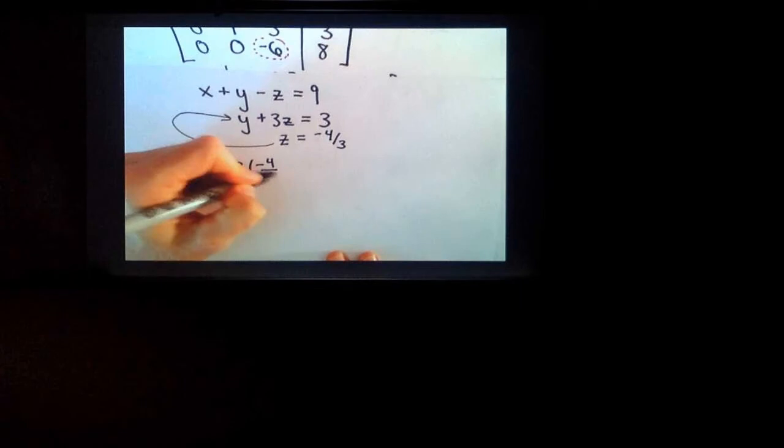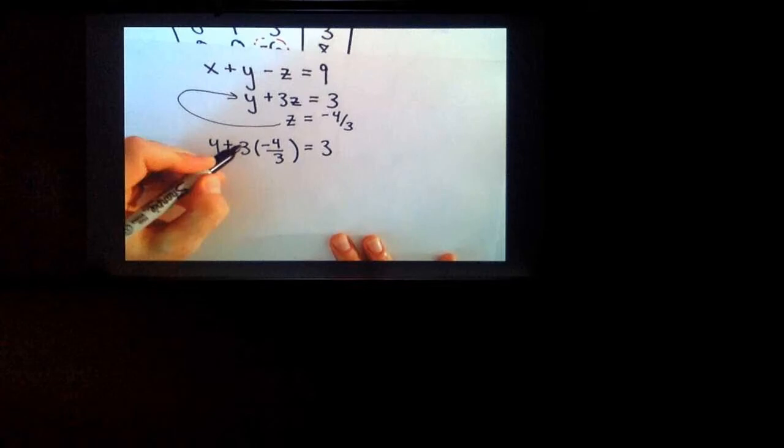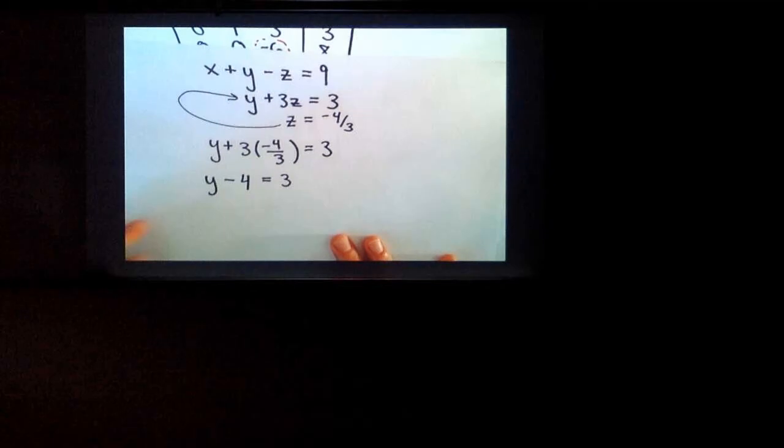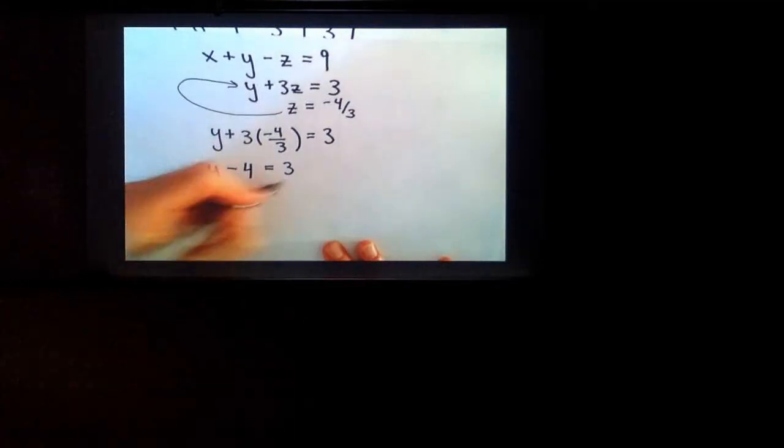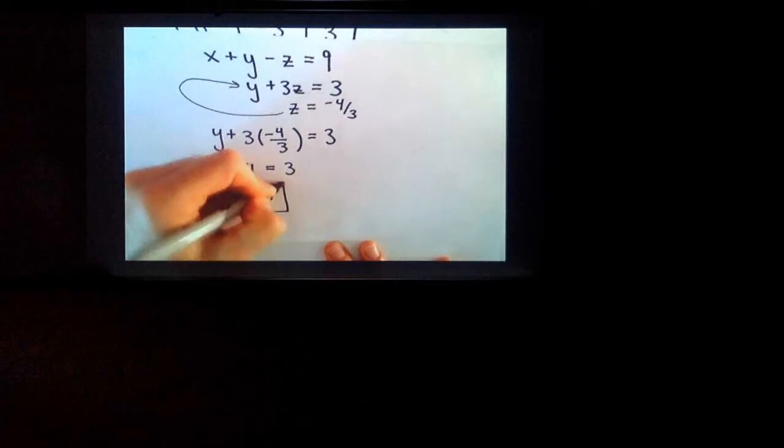Okay, so now we know what z equals. The idea is we can take that and substitute that into the second equation, solve for y. Then we'll have both y and z. Then we can substitute that into the first equation and solve for x. Okay, so using our second equation, we have y plus 3 times z. That's negative 4/3. That equals positive 3. Well, the 3's would simply cancel out, so we would have y minus 4 equals 3. And if we add 4 to both sides, we'll get that y equals positive 7.